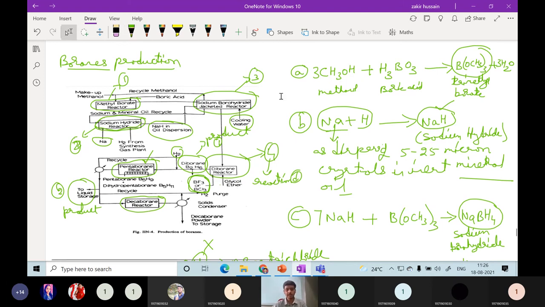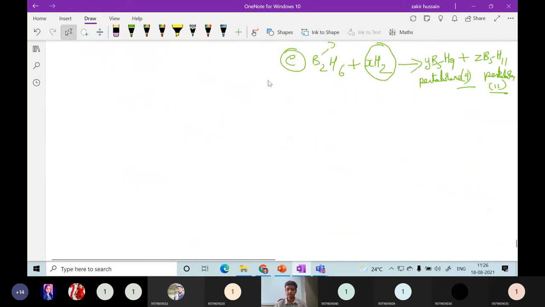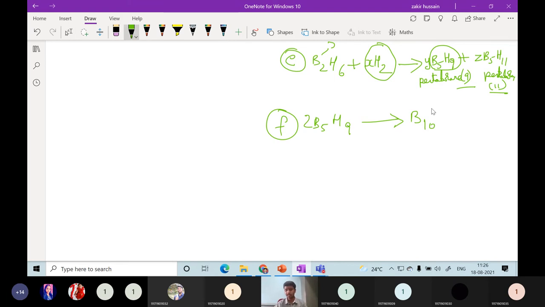So what will happen in the decaborane reactor? Reaction F: two molecules of pentaborane, B5H9, will be decomposed to decaborane, B10H14, plus liberation of two molecules of hydrogen. So this is called decaborane, and this is called pentaborane.